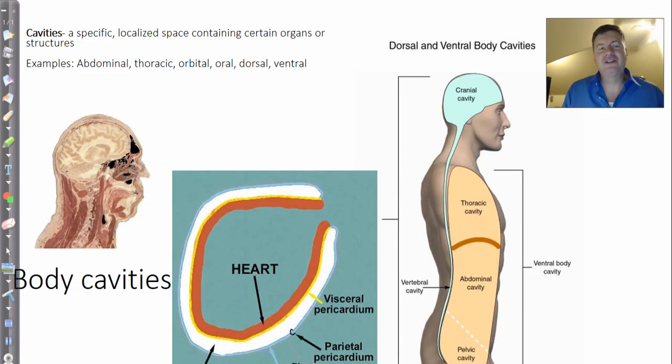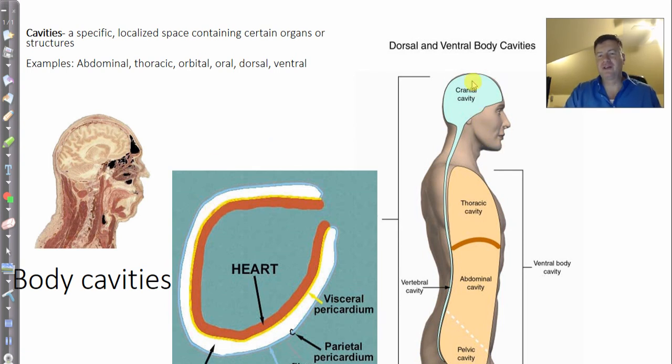Finally, just about finally, let's mention cavities. There are a number of cavities in the body which are going to be isolated specific regions, kind of like rooms. So we can refer to the abdominal cavity, the orbital cavity for the eye, the oral cavity for the mouth. Ventral and dorsal cavities refer to the parts you see over here.